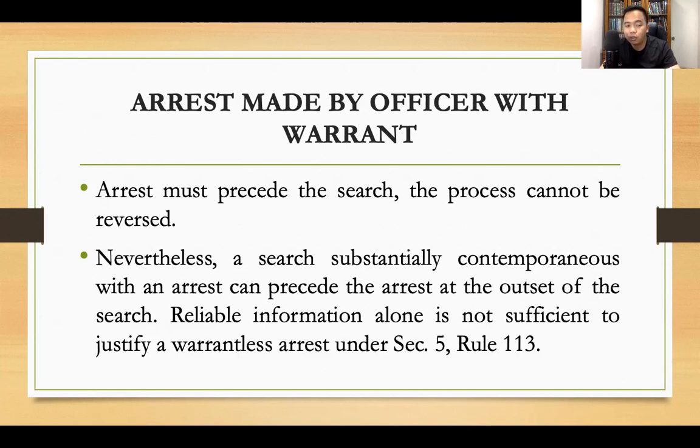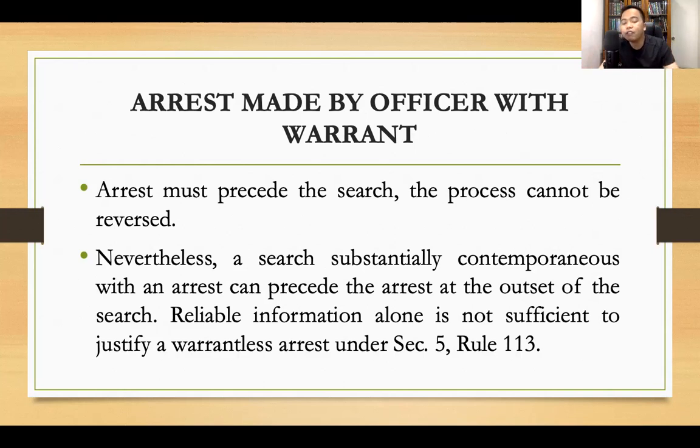What will you do? Because you believe that the firearm is unlicensed, what you did is to effect an arrest. Now, is that arrest valid? Answer: no. The arrest must be effected first. It must be done prior to the search. It cannot be the other way around. It must be arrest and then search, not search and then arrest.